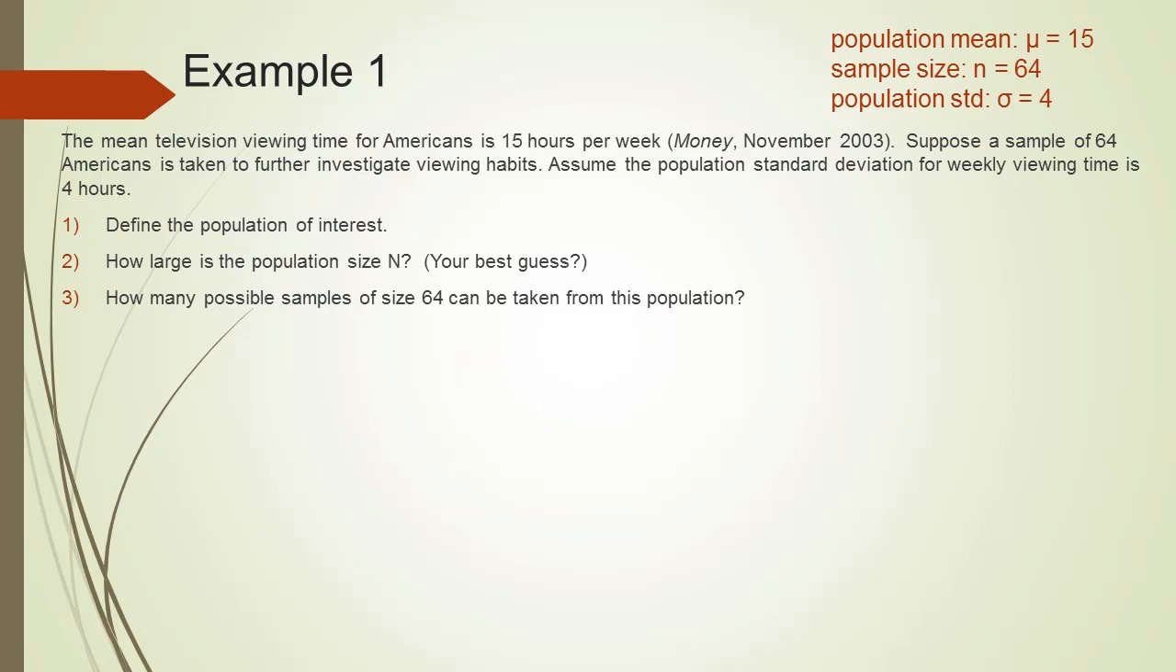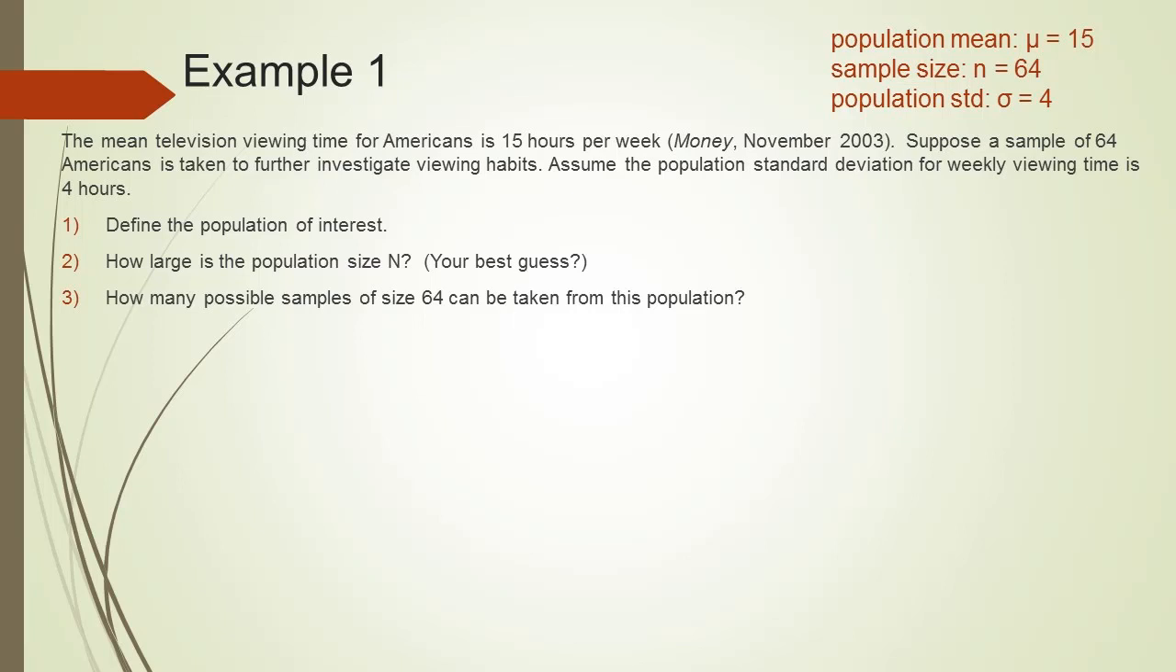Question 2 asks for the population size, capitalized N, that is different from the sample size n, small letter n. Sample size small letter n is 64. Population size is the number of all Americans in 2003. According to Wikipedia, that's about 290 million.